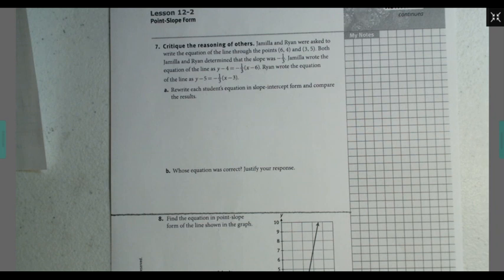Jamila wrote the equation as y minus 4 equals -1/3 x minus 6. Ryan wrote the equation as y minus 5 equals -1/3 parentheses x minus 3. Rewrite each student's equation in slope-intercept form and compare the results. And then B, tell me whose equation is correct and justify your response.